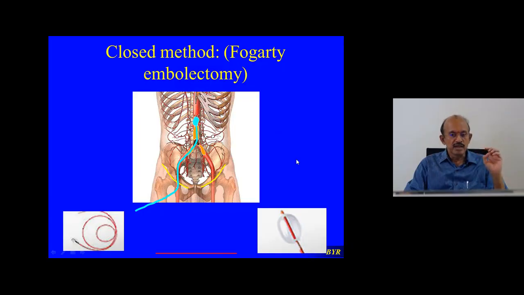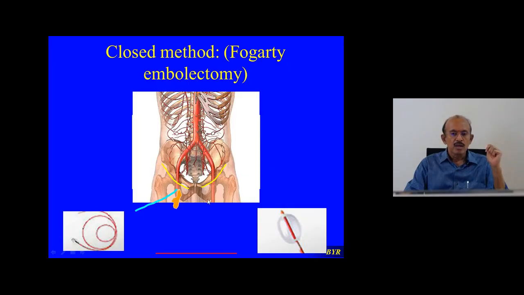Once the catheter is passed, you inflate the balloon. Then you just pull the catheter out. Once you pull it out, the whole embolus and propagated clot will come out. And for the other side, you repeat the same procedure from the other femoral vessel. It takes only about 15 to 20 minutes, and this can be done even when the patient is in shock. So this is a very simple method to do the embolectomy. This is called the Fogarty method of embolectomy, or closed method.